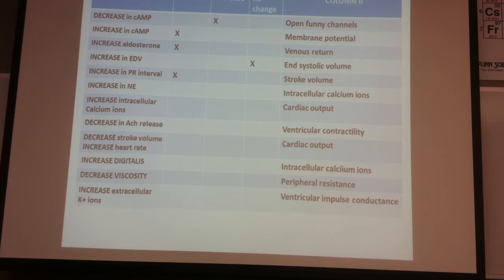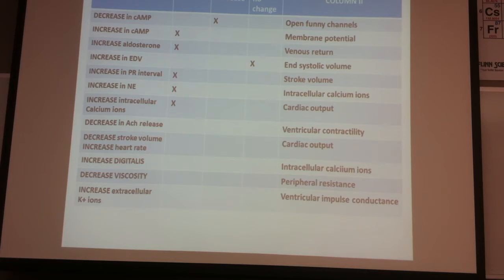An increase in norepinephrine will have what effect on intracellular calcium ions? Increase. It opens channels both into the cell and from the sarcoplasmic reticulum. An increase in intracellular calcium ions is going to have what effect on cardiac output then? An increase. So this is going to increase the stroke volume, and with the same heart rate, even if we don't increase heart rate, you're still going to have an increase in cardiac output.